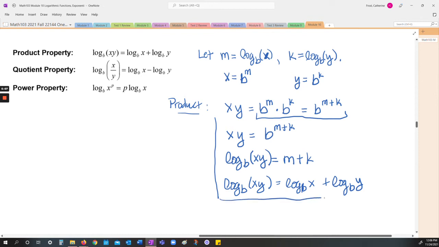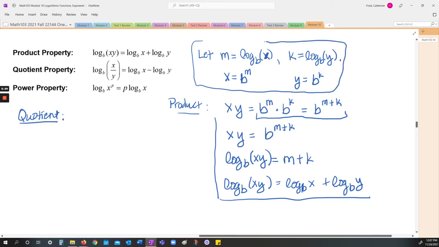So let's look at the quotient property. For the quotient property, that's where if you have division, you subtract. And so maybe I'll go over here for the quotient property. We're still going to have this same stuff here. We're still going to be using our m and our k as we defined them before.